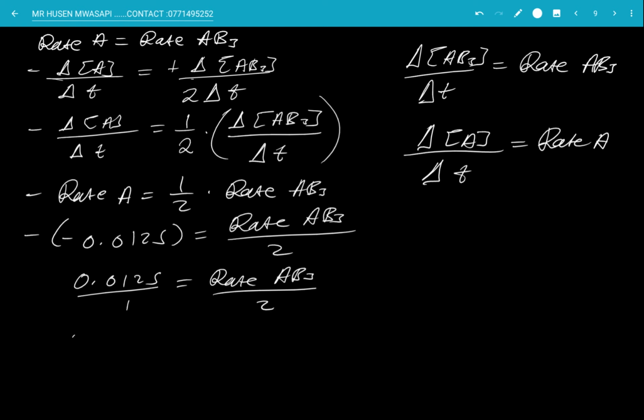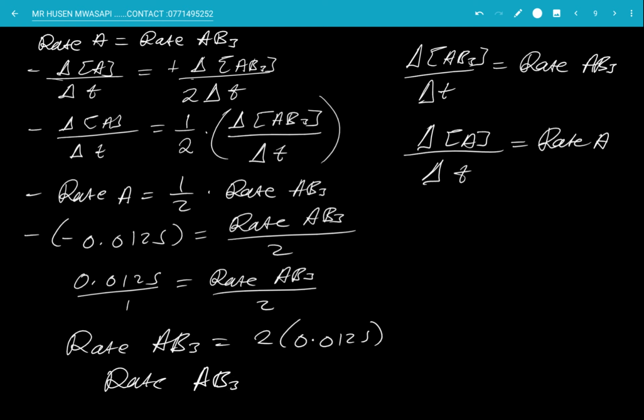So you do a cross multiplication and you have rate AB3 being equal to 2 times 0.0125. And then if you multiply 2 by what you have there, you will have the rate of AB3 being equivalent to 0.025 molarity per second. I hope it's clear.